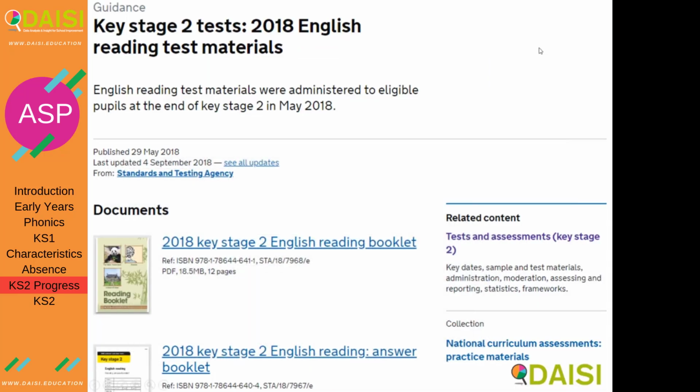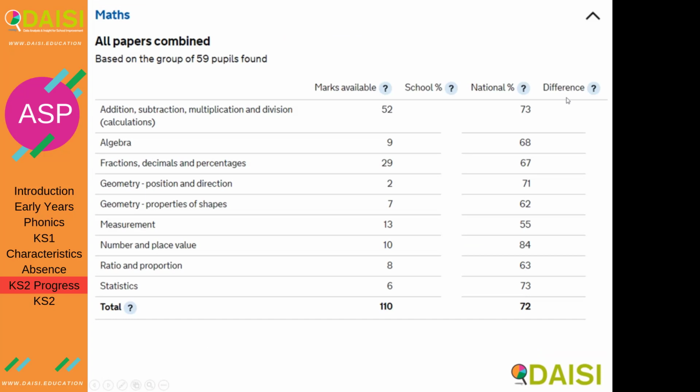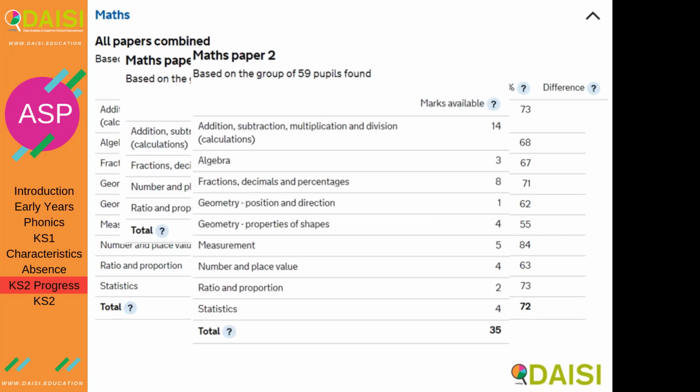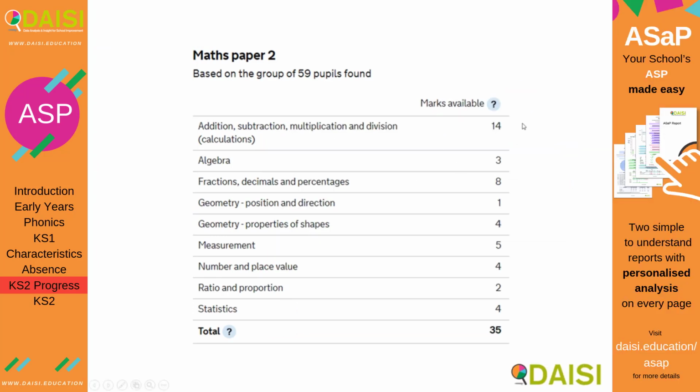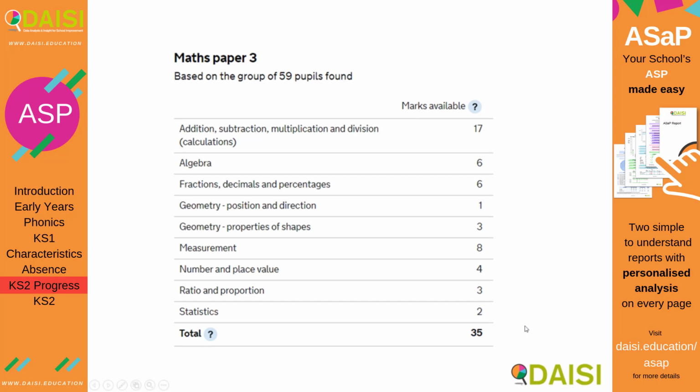There is for me a problem with the QLA as presented in the ASP. Here we have an example. 110 marks for the maths, which were 40, 35 and 35, 3 different papers. However, if you add up the individual marks in Maths Paper 2, it doesn't come to 35, it comes to 45. And similarly for Maths Paper 3, it doesn't come to 35. If you add up these figures, it comes to 50.